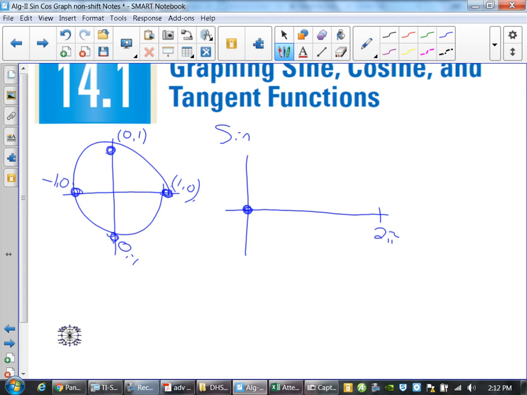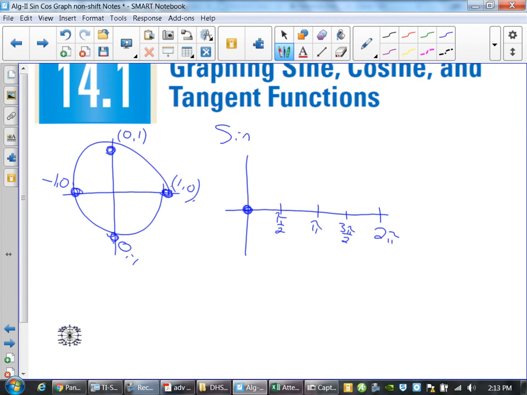Halfway between 0 and 2 pi is pi. Halfway between pi and 0 is pi over 2. And halfway in here is 3 pi over 2. It's convenient that it works with our quadrantals. Go figure, that's why we learn about them.